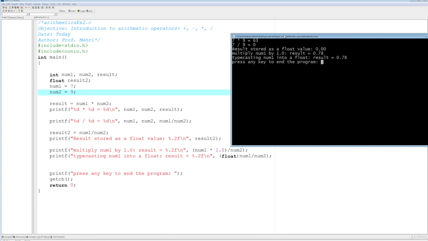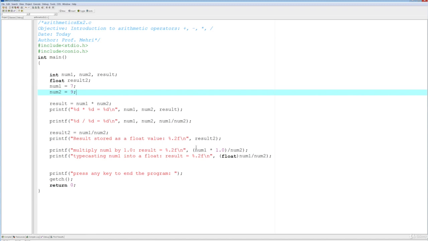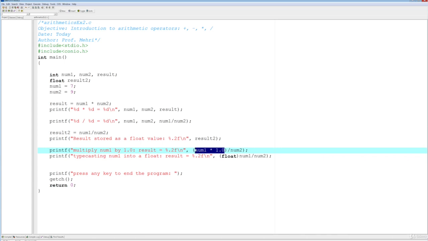No. Sometimes you want an integer division. There are situations where an integer division is desired. But the workaround, if you really want to get the result of 7 divided by 9, as if you would do it on your calculator, is that one of the members of the division has to be a float. And one technique is if you multiply a float by an integer, you get a float. That should give us an idea of some of the properties of multiplication.